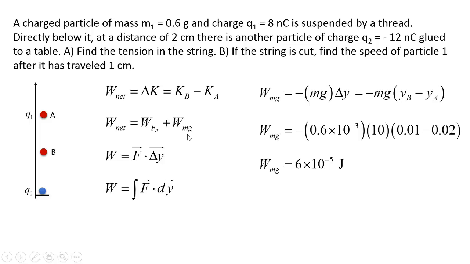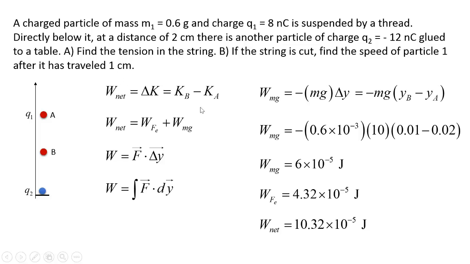Now all you have to do is add up the work done by the electric force and the work done by the force of gravity in order to find the total work or the net work done on the particle when it moves from position A to position B. And the net work in this case will be 10.32 times 10 to minus 5 joules. Okay, we found the net work.